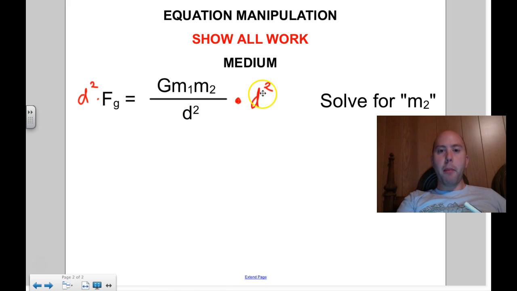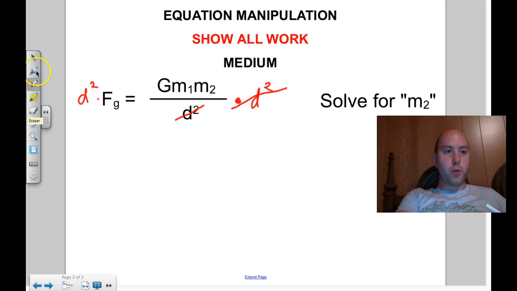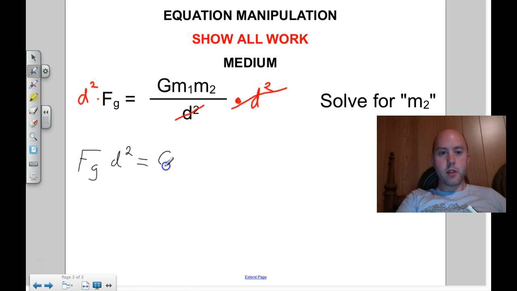So now, by multiplying both sides by d squared, the distances here and here cancel. And now I'm left with, at this point, I'm going to write it this way: force gravity times distance squared equals big G times mass 1 times mass 2.